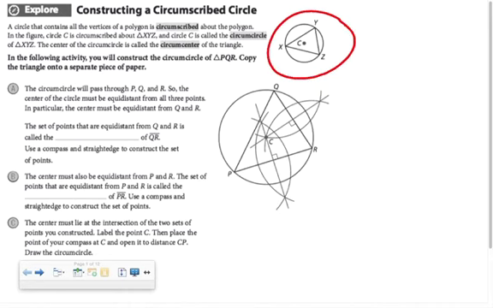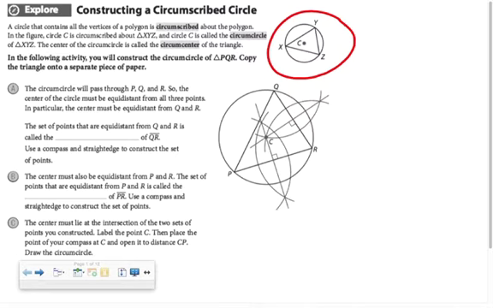Notice how in this triangle, the points X, Y, and Z are on circle C. So we say that C is the circumcircle of triangle XYZ, and the point C is the circumcenter of the triangle. So how do we find the circumcenter?